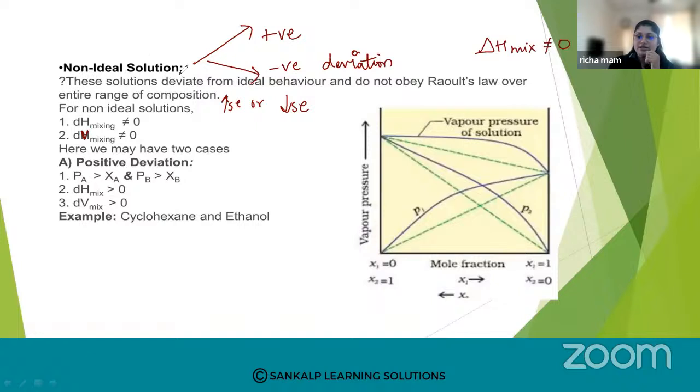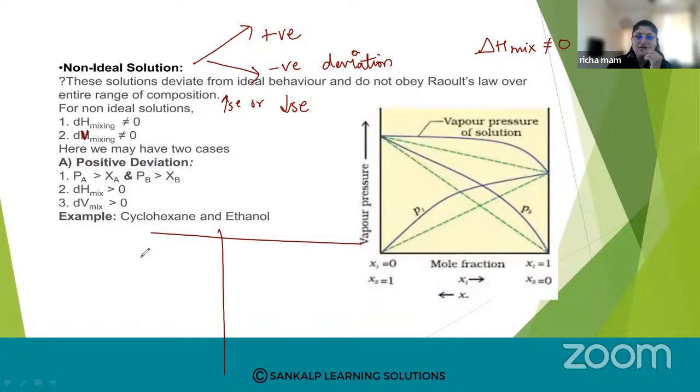A question is asked during the board exam: differentiate between ideal solutions and non-ideal solutions. It can be asked for 2 marks or it can be asked for 3 marks. If it is asked for 2 marks, you have to write 2 differences. If it is asked for 3 marks, you can write 3 differences, but the differences should be correct. So what can be the differences?